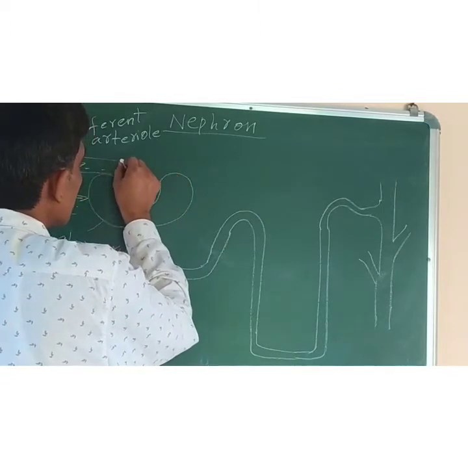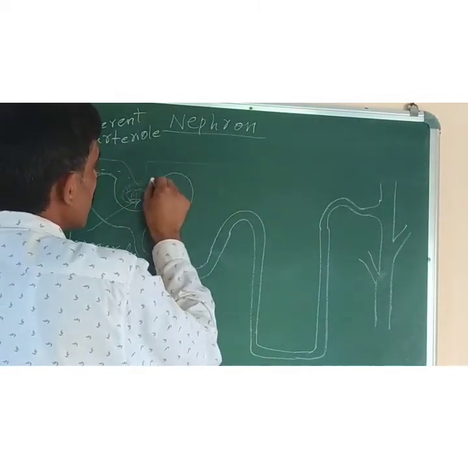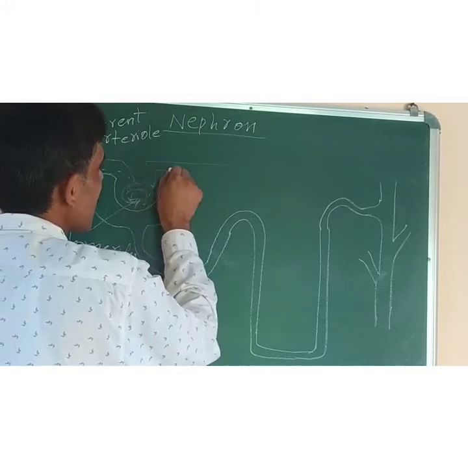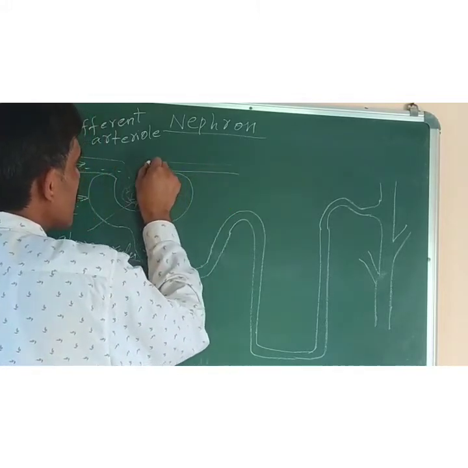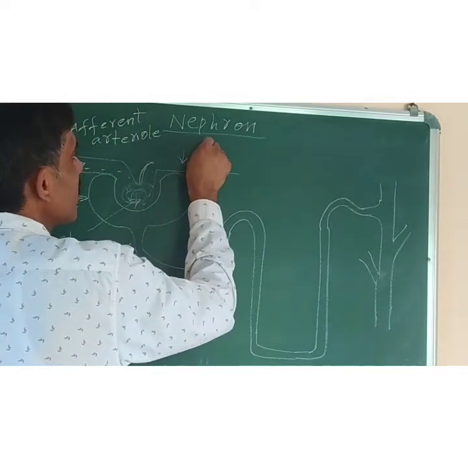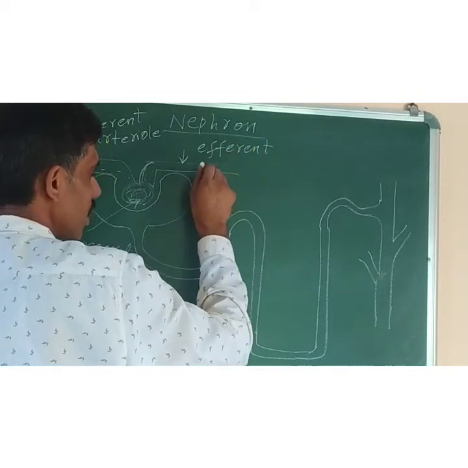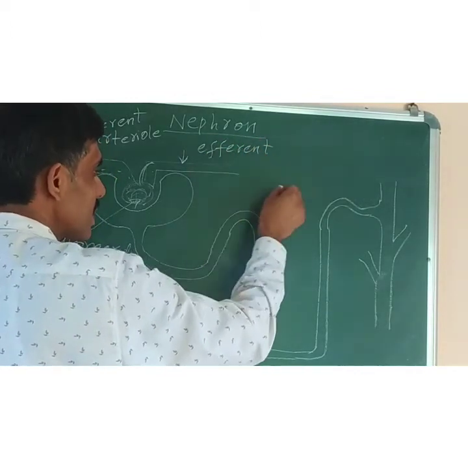Then from here the blood is taken away with the help of a tube that is known as efferent arteriole. Okay, what is the name of this blood vessel which takes blood away from it? It is called efferent. E-F-F-E-R-E-N-T. Efferent arteriole.